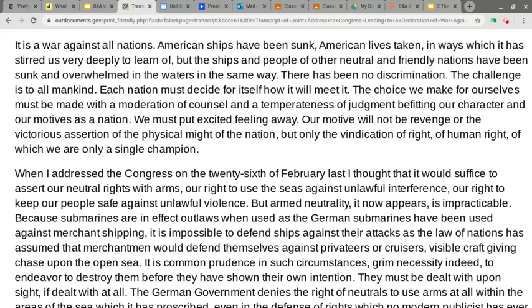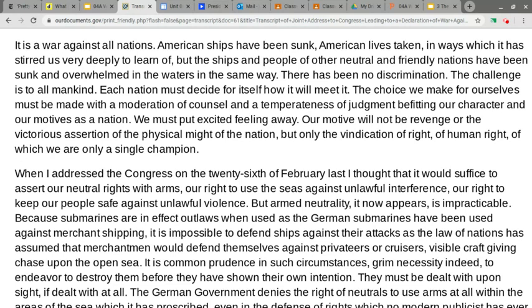The choice we make for ourselves must be made with a moderation of counsel and a temperateness of judgment befitting our character and our motives as a nation. We must put excited feeling away. Our motive will not be revenge or the victorious assertion of the physical might of the nation, but only the vindication of right, of human right, of which we are only a single champion.